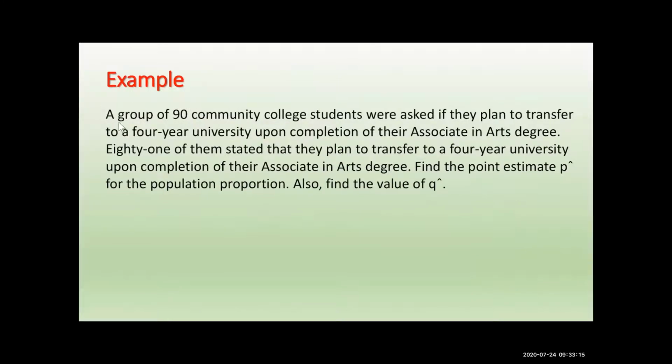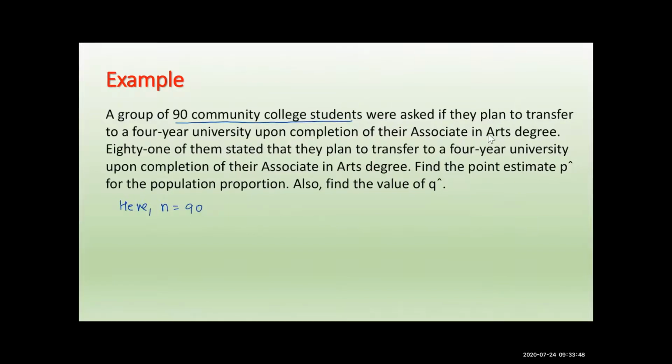Example. A group of 90 community college students were asked if they plan to transfer to a 4-year university upon completion of the associates in arts degree. So you are studying 90 community college students. So that's your sample size. Let's write this down. Here, n equal to 90. That's your sample size. A group of 90 community college students. That's what you're studying.